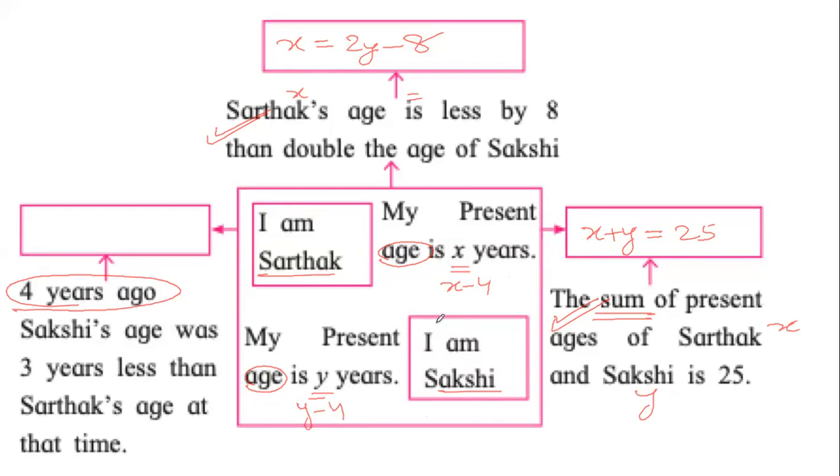If we know this, then we can form the equation. It says Sakshi's age was, Sakshi says, kitna Sakshi says? Y minus 4 was 3 years less than Sarthak's age at that time. Sarthak's age X minus 4, 3 years less.